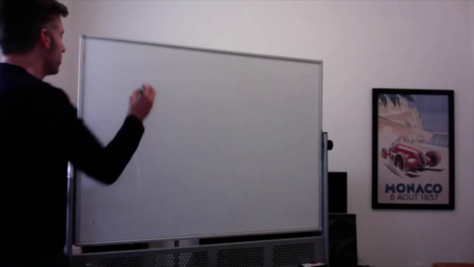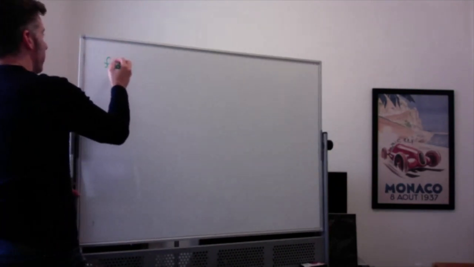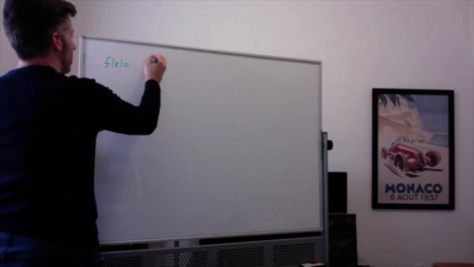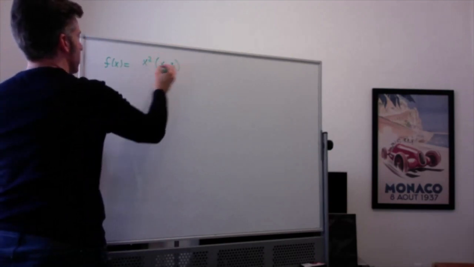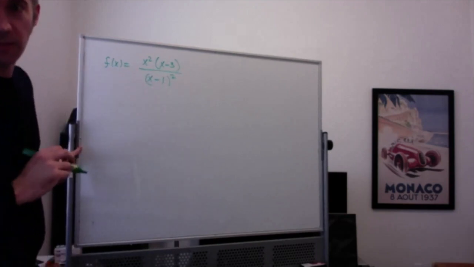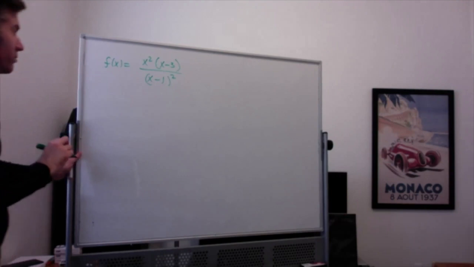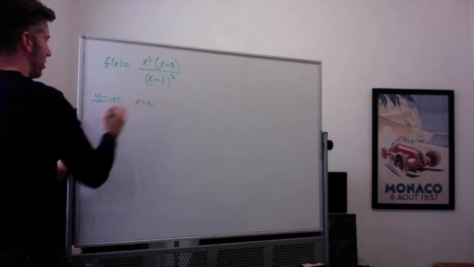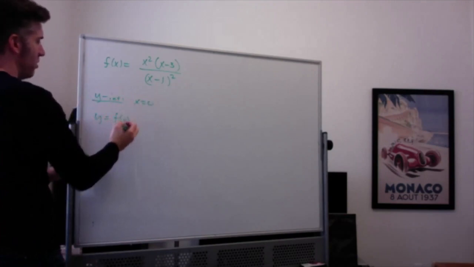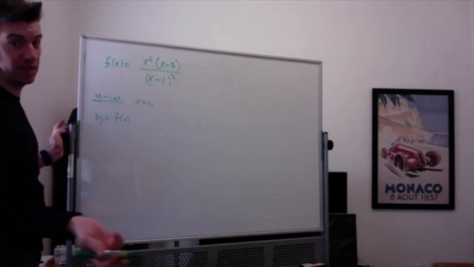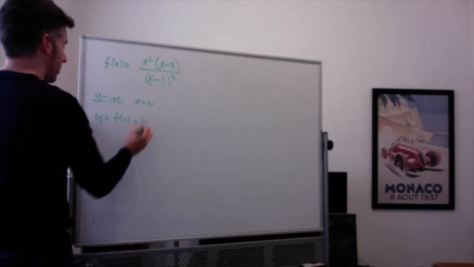Let's do f of x equal to x squared times x minus 3 over x minus 1 squared. I'm going to do this one quick. So, y-intercept. X equals 0, y is going to be f of 0, which is going to be 0, because if you plug in 0, 0 times anything is 0.